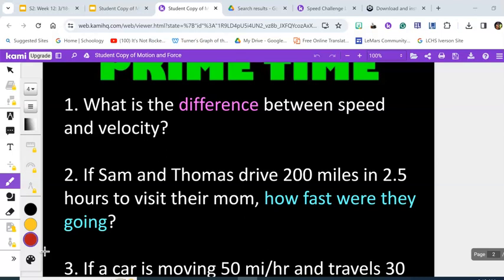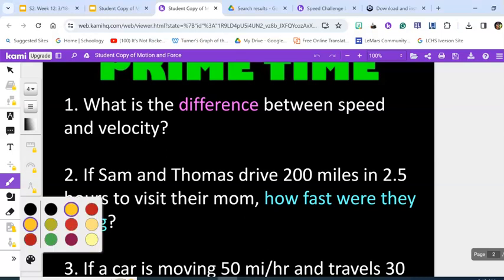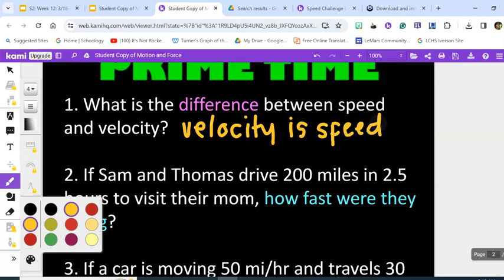Yes. Okay. So now this is prime time number 2. The difference between speed and velocity. Velocity is speed in a direction.